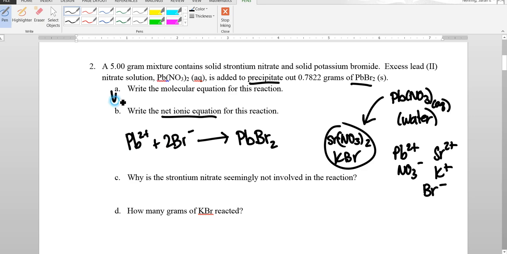The molecular equation is actually not that important. I put that in there in case it helped you, but if you skip it, that's fine too. In general, you'll be asked for net ionic equation. Strontium nitrate, the strontium ions and the nitrate ions are just spectators. So they're not actually involved in the reaction.